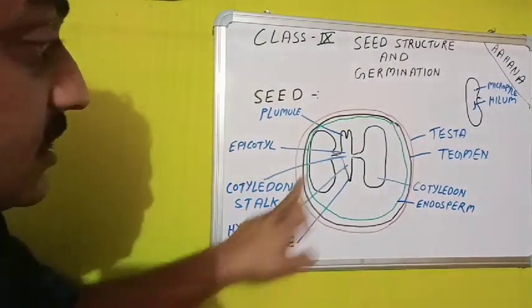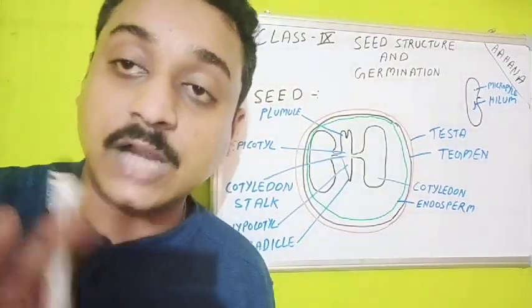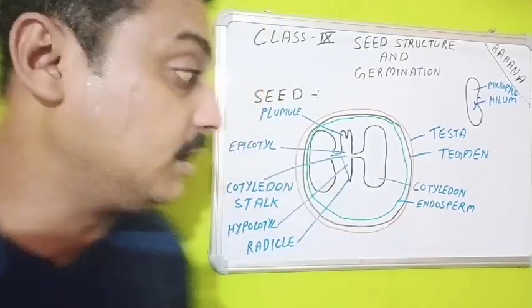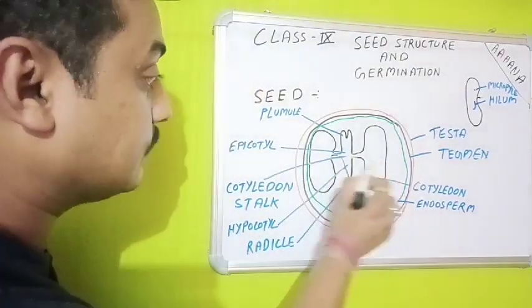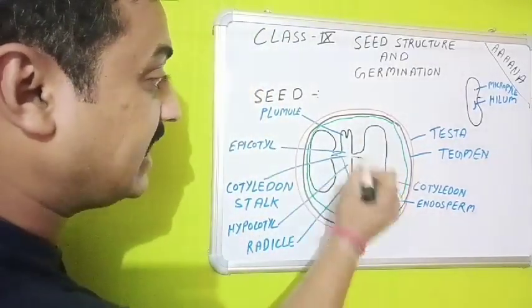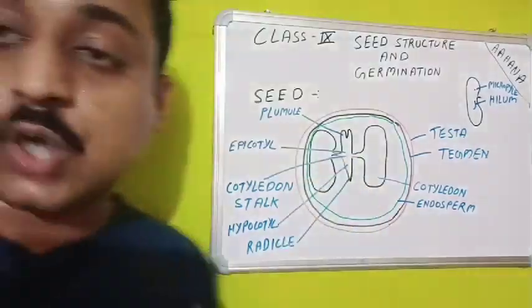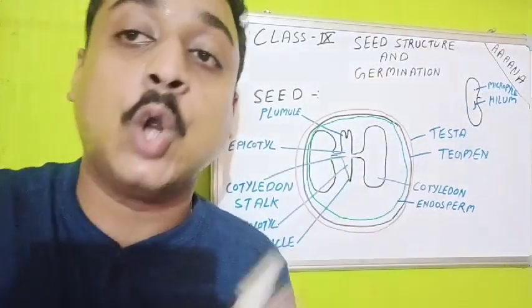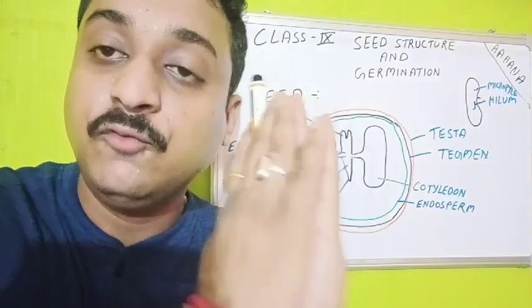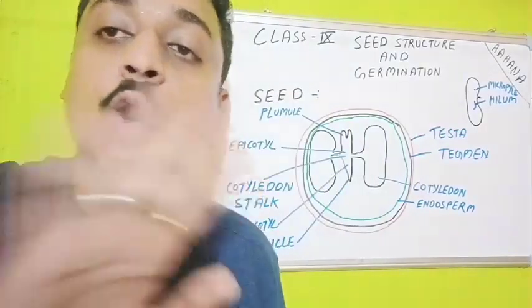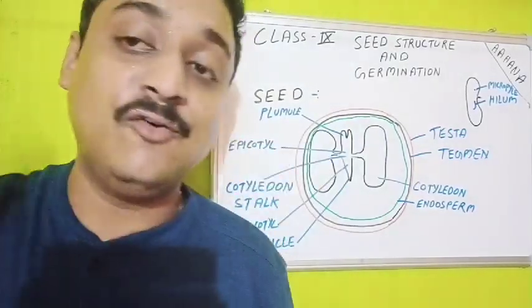Next is the cotyledon stalk. Cotyledon stalk is that stalk which holds the cotyledon. Both the side cotyledons are there, this vacant area on both sides is the cotyledon. So this cotyledon stalk will provide enough food to the cotyledons, so that the cotyledon should not have any lack of food.